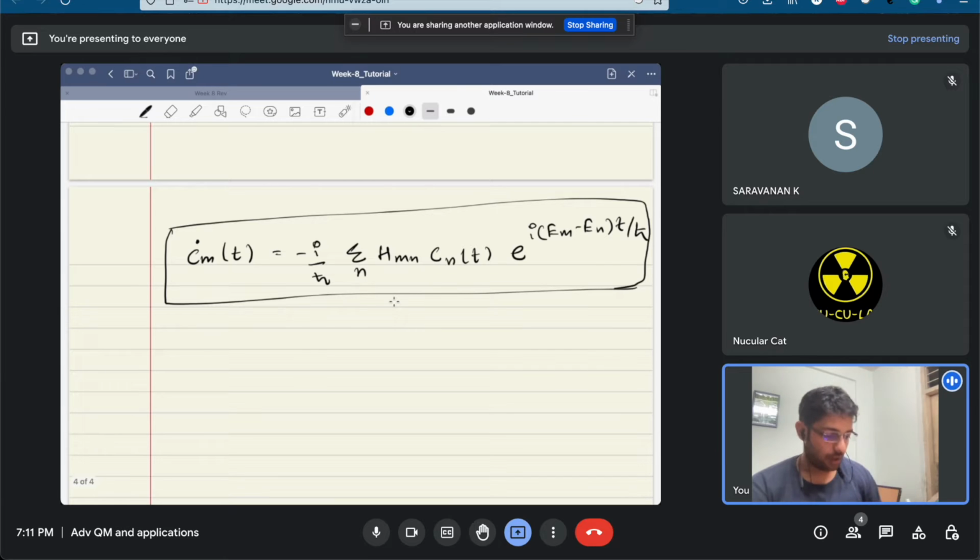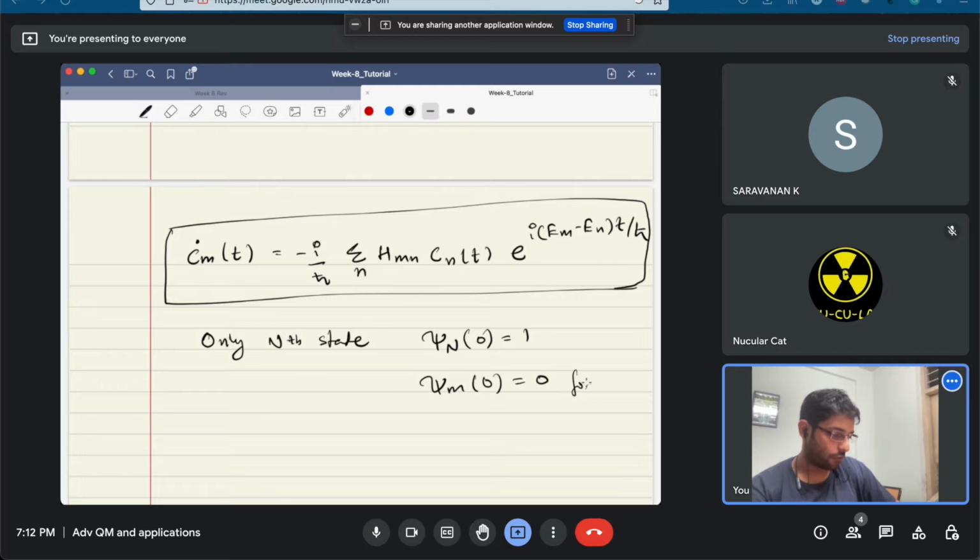So let's say we initialize the system such that only the nth state is populated initially. What that means is that Cn of 0 is equal to 1 and Cm of 0 equals 0 for m not equal to n.